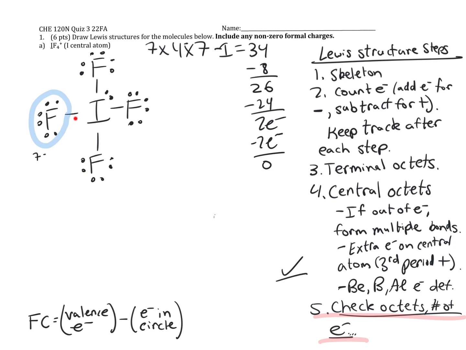each bond that I circle counts 50-50, half for the fluorine, half for the iodine. So this counts as 1 electron as well. So 7 minus 7 is equal to 0. And it's the same for each of the fluorines because they're all 3 lone pairs and 1 bond. Now the central iodine, I'll draw that circle.